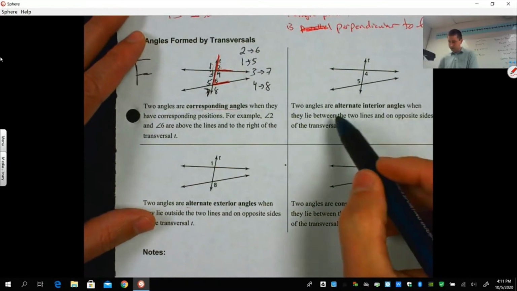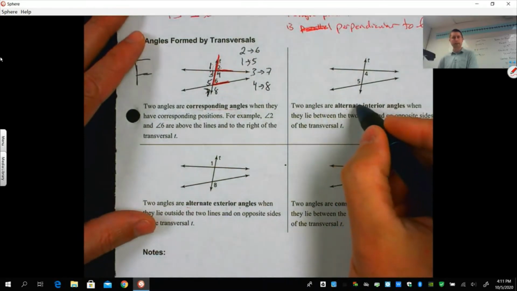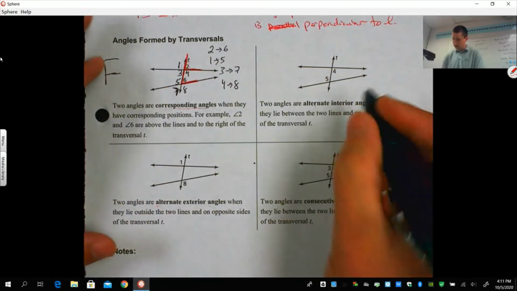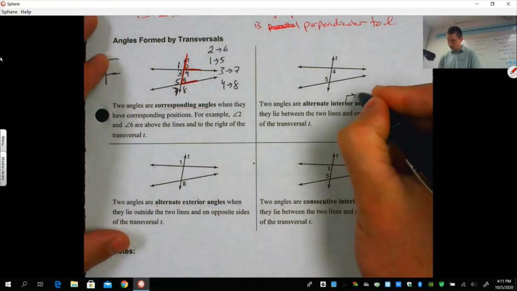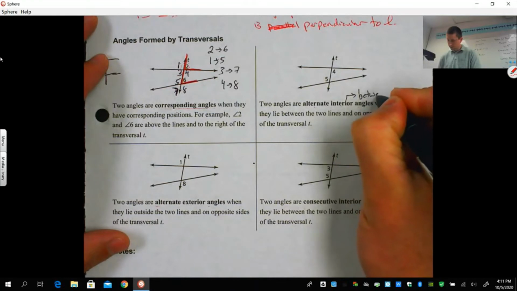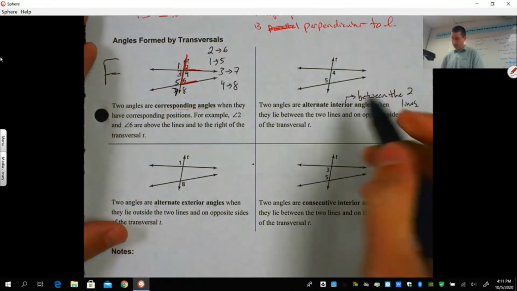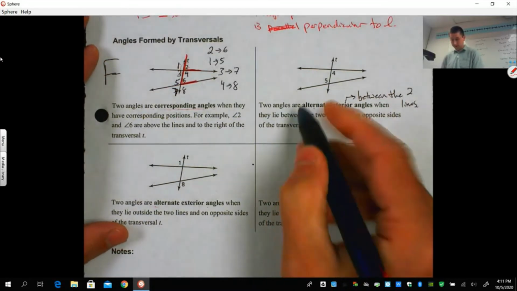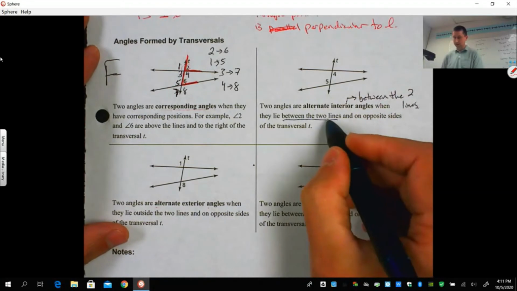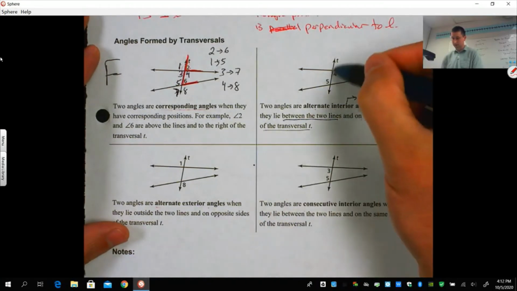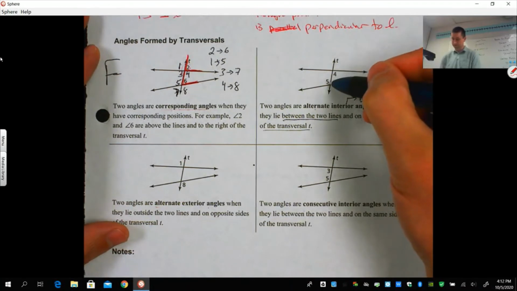Okay, alternate interior angles. Alternate, you've got to think on either side. It's alternating. You do one side, then the other side. Interior, you need to be thinking between the 2 lines. So when they lie between the 2 lines, there's that phrase, between the 2 lines, and on opposite sides of the transversal T. There's that word transversal again.